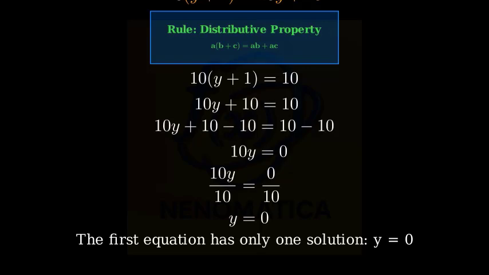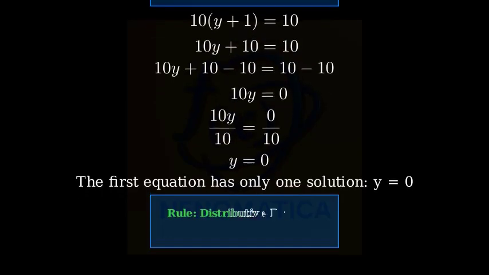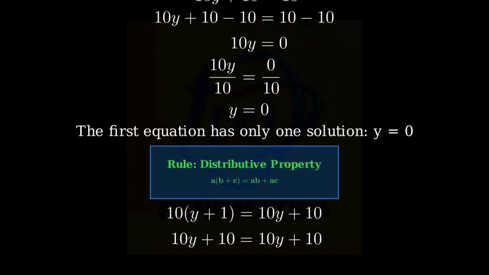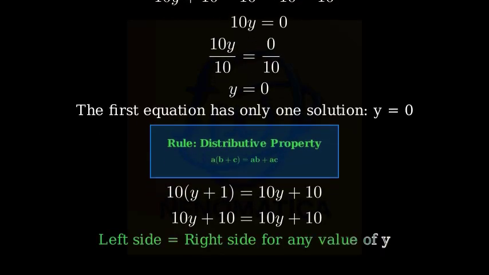Now, let's analyze the second equation. Again, we expand the left side using the distributive property. 10 times y plus 10 times 1. This simplifies to 10y plus 10. So we have 10y plus 10 equals 10y plus 10. Look at that. Both sides are identical. This means the equation is true for any value of y.